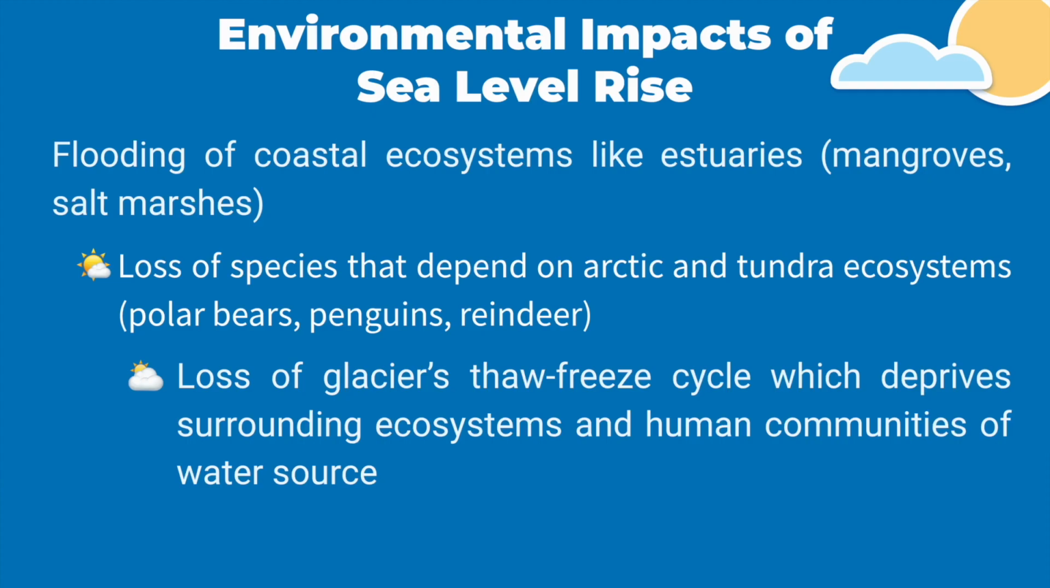The environmental impacts of sea level rise: the flooding of coastal ecosystems like estuaries such as mangroves and salt marshes, these are unique ecosystems that we don't want to lose due to flooding. This can lead to a loss of species that depend on Arctic and tundra ecosystems, such as polar bears, penguins, and reindeers. And loss of glaciers' thaw-freeze cycle will deprive surrounding ecosystems and human communities of water sources. And this will be seasonally dependent, but if you depend on those glaciers thawing and melting to provide fresh water each season, the loss of those glaciers altogether is going to greatly impact the available water for those regions.